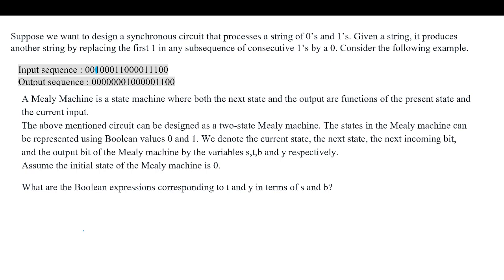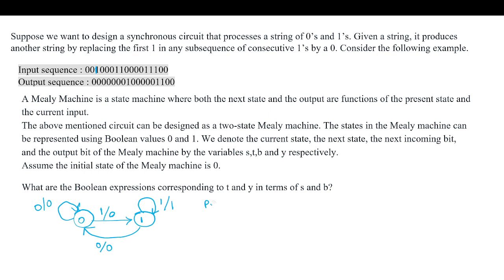So the Mealy machine, it sees the first 0, it stays in 0. And any other 0, it will stay. The first 1, it will change to 0. And after that, every 1 has to stay 1. Again, if it sees 0, it will go to 0.